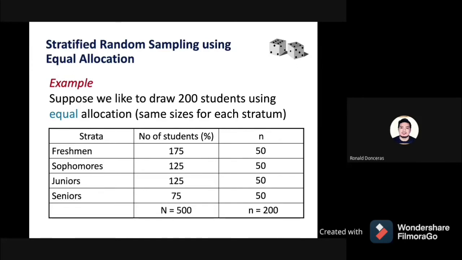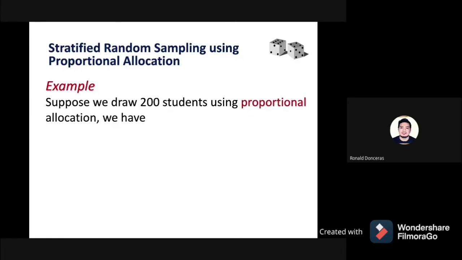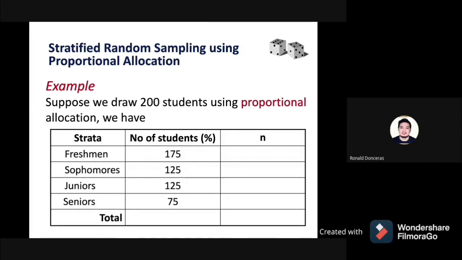Now, what about proportional allocation? So, ano ba yung proportional allocation? So, this talks about proportion. Okay? Ilang porsyento ba ang pwede natin kunin considering the total number of population and the total number of population per stratum. Okay? Take a look at this table. So similar table lang to kanina.